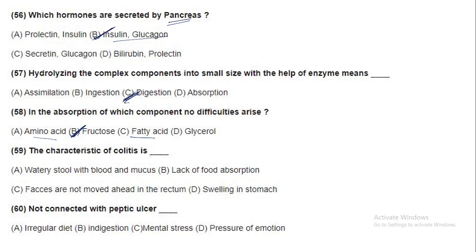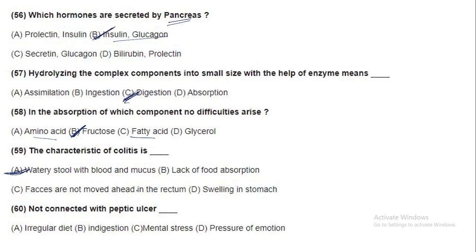Sorry for the break. Colitis is basically a digestive disorder wherein there is watery stool with blood and mucus. It's basically inflammation of the intestine that results in watery stool, and the main symptom, the characteristic of that, is this one. Fecal matter not moving ahead in the rectum is constipation. Swelling of the stomach is related to some kind of malnutrition. Lack of food absorption is also a characteristic, but mainly it is the watery stool with blood and mucus, because of the inflammation caused.